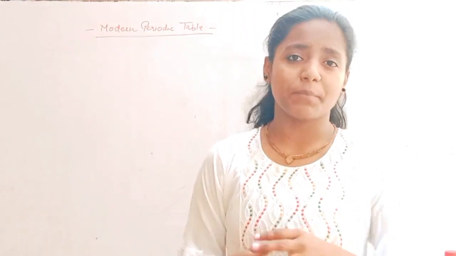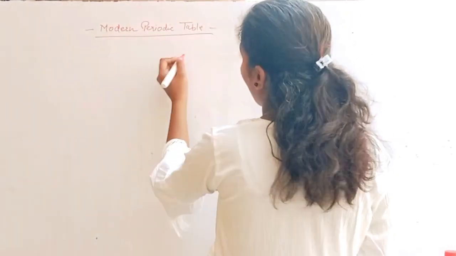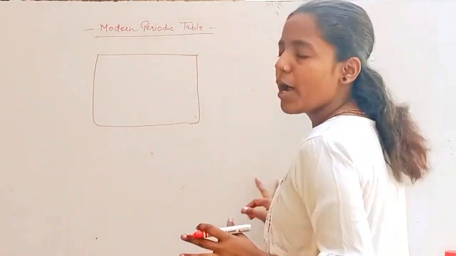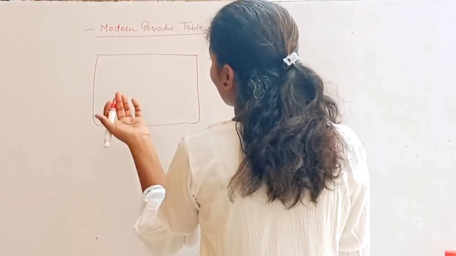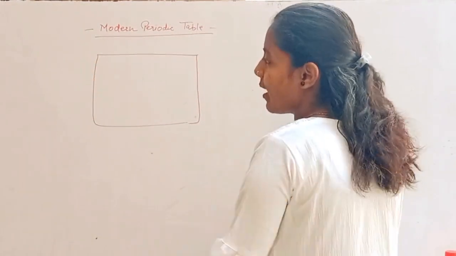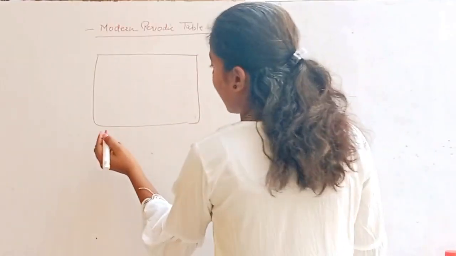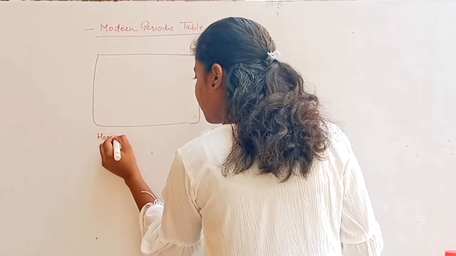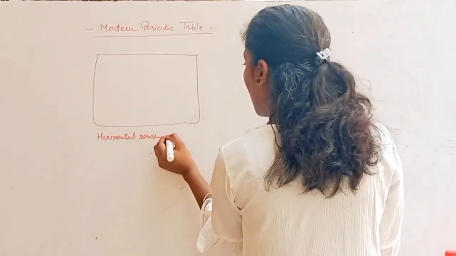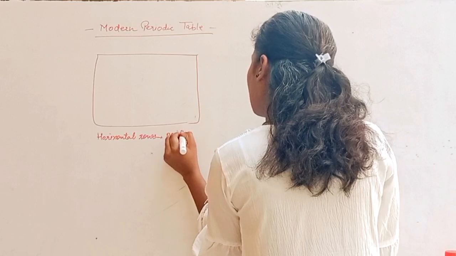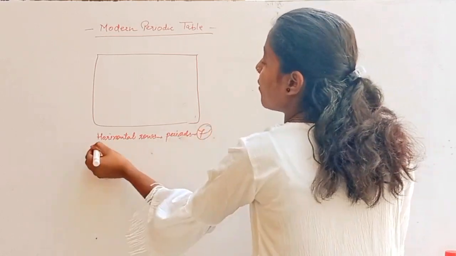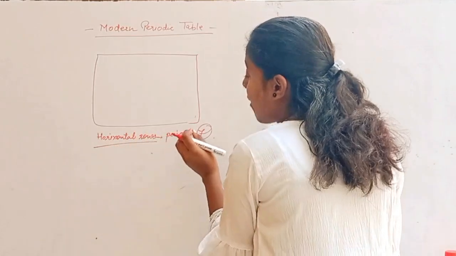In the modern periodic table, we all know the structure. I'll give you the GIF for you to understand it. We all know this modern periodic table is classified into periods and groups. So what are they? Your horizontal rows are called periods, and there are 7 horizontal rows, which is 7 periods.